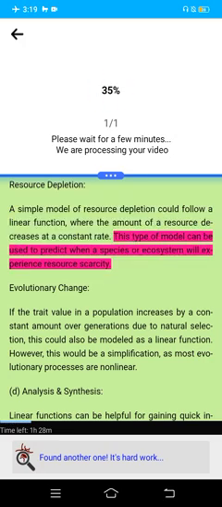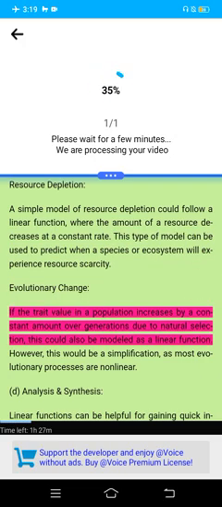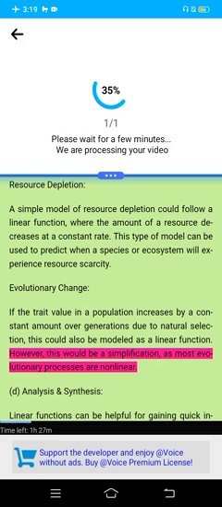This type of model can be used to predict when a species or ecosystem will experience resource scarcity. Evolutionary change. If the trait value in a population increases by a constant amount over generations due to natural selection, this could also be modeled as a linear function. However, this would be a simplification, as most evolutionary processes are nonlinear.